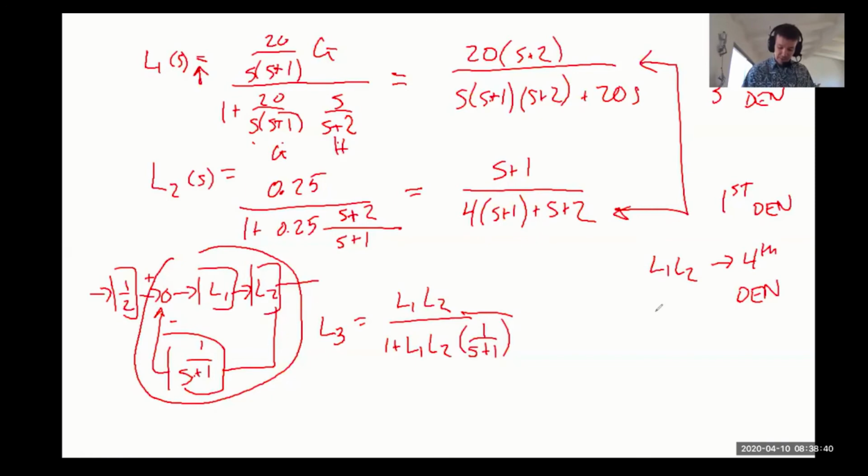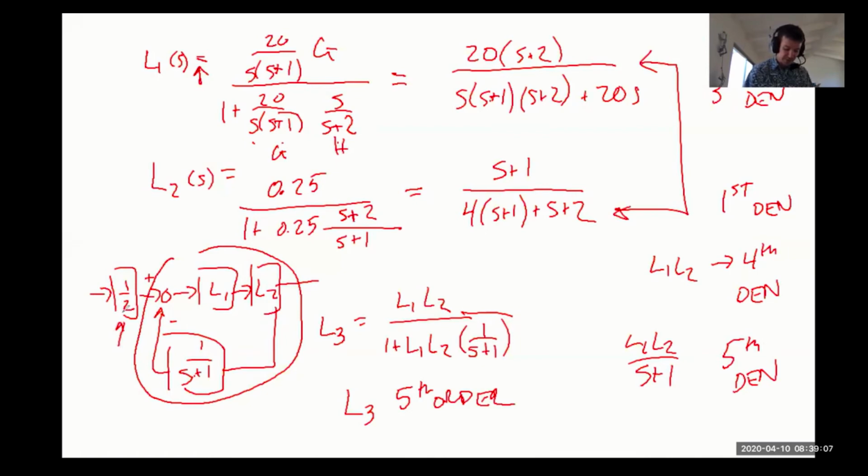And then if I multiply L1, L2 by s plus 1, or I guess divide by s plus 1, this will have then a fifth order denominator. And if I multiply top and bottom by that denominator, then L3 will be fifth order. And the overall transfer function is just 1/2 times L3, so the overall transfer function will be fifth order. Okay, so this is, like I said, a pretty complicated system. It ends up being fifth order.